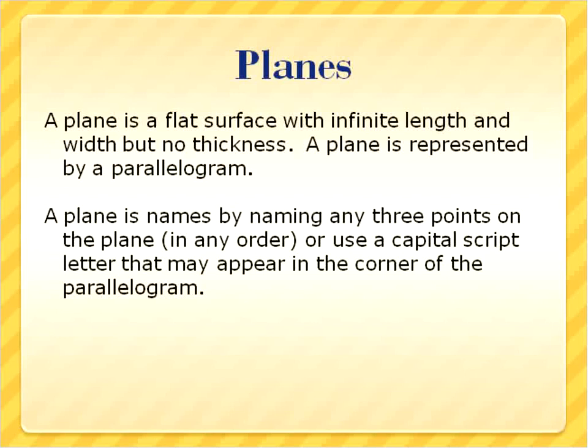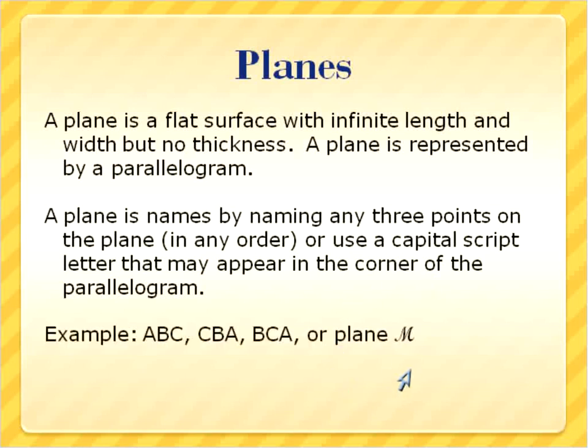So you can use 3 capital letters, or you can use a capital script letter like this. It kind of looks like cursive. So this would be plane ABC because all 3 points, point A, point B, and point C, are all inside of one flat surface. Or plane CBA or plane BCA. All 3 of these are the same. Okay? They're all the 3 same points. Doesn't matter what order they are. Or you can say that it's plane M.